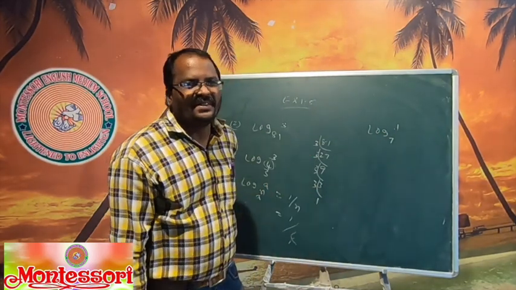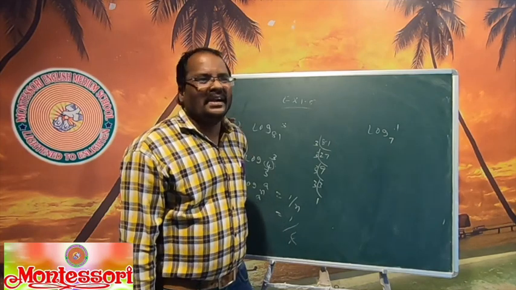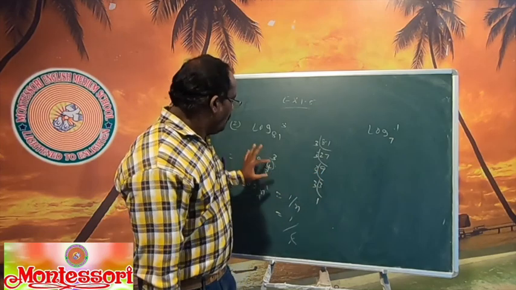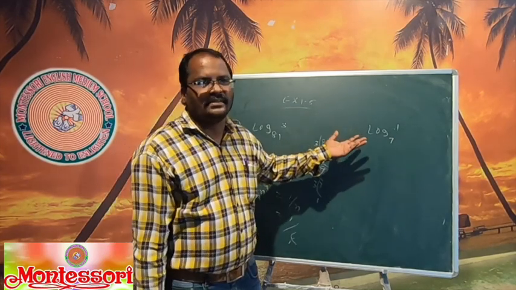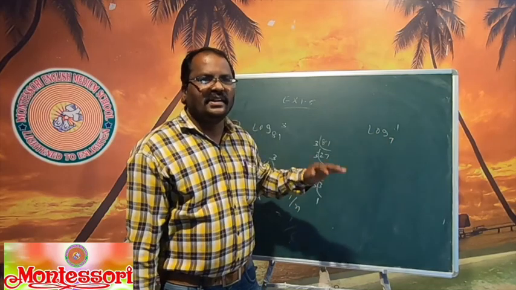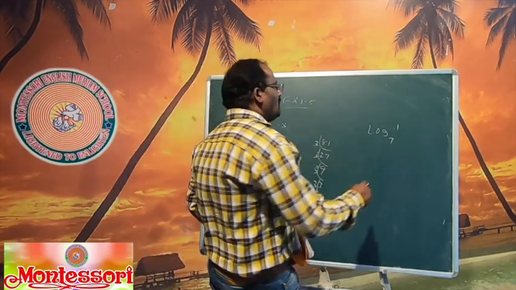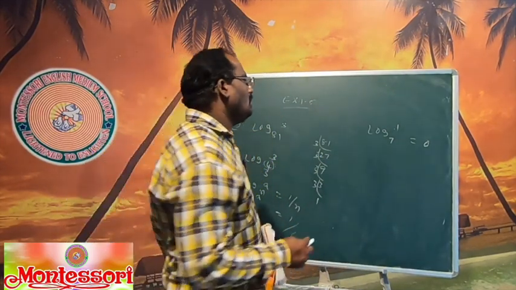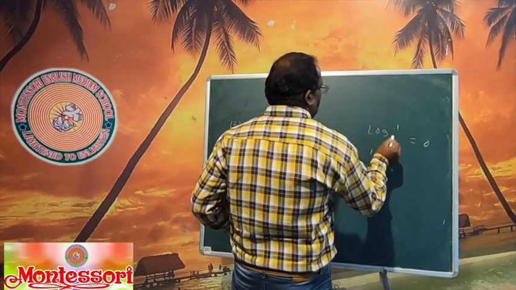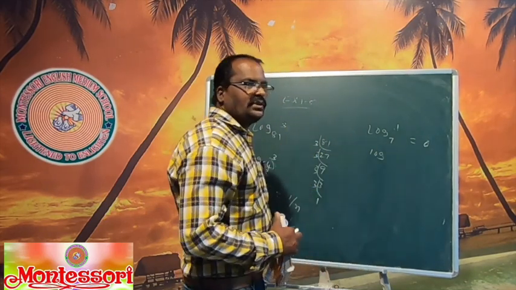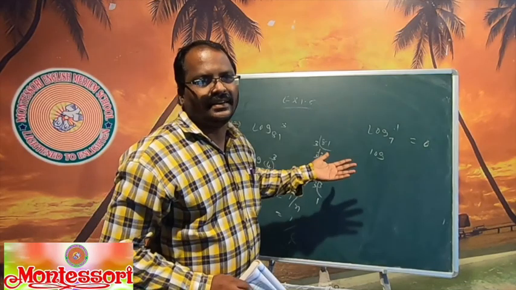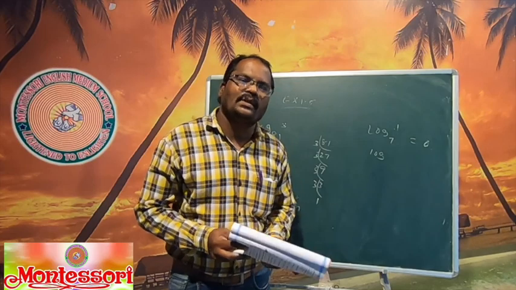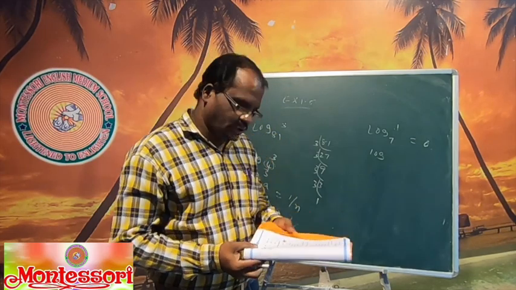Here the base is different and the power is different. There is no relation between them, nothing is matching, so it is very difficult. For such questions the answer is always 0. For example, any such type of 7, 4, 1, how much is the answer? 0, because there is no matching. If there is matching, we have to put in a formula. If there is no matching, the answer is directly 0.